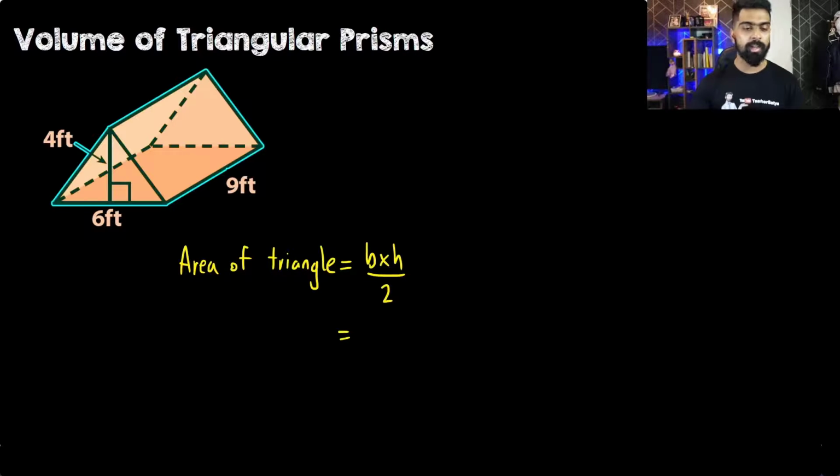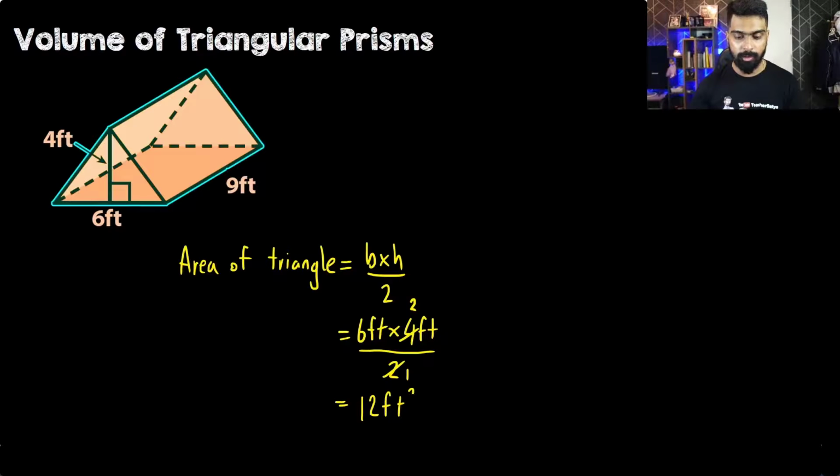In this case we have the base as 6 feet, multiplied with its height which is 4 feet, and divided by 2. And again here also 2 can be simplified either with 6 or 4. Whichever you do, the answer will be the same. So let me go ahead and simplify 2 with 4. So 2 will change to 1, 4 will change to 2, and 6 feet times 2 feet is going to give us 12 feet square, right guys?